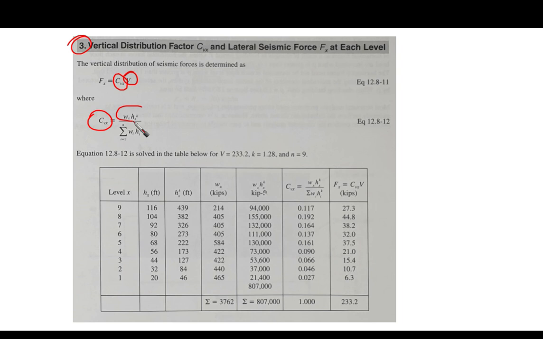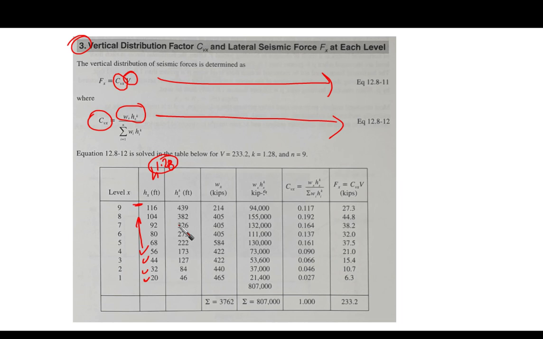We're going to make a table here. This is equation 12 and this is equation 11. We're going to make a table for 9 stories. H is going to be given. It is 20, 32, 42, 44, and so on until the roof. And then this H, we're going to raise it to 1.28, K coming from the previous calculation, previous requirement. Then we can get H to the power K for each story, for each floor.